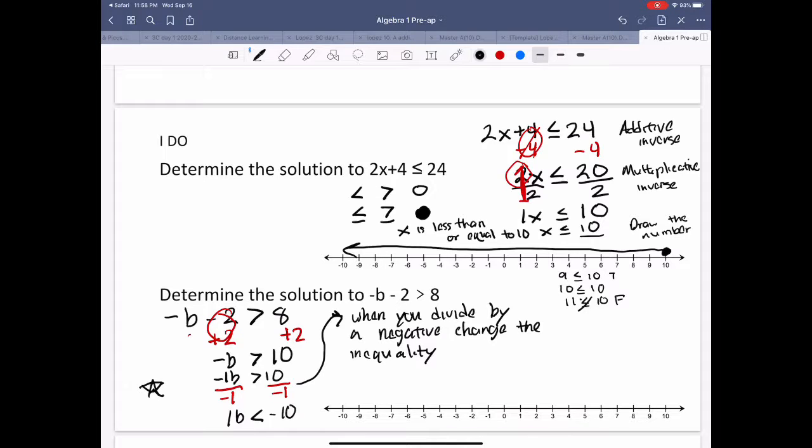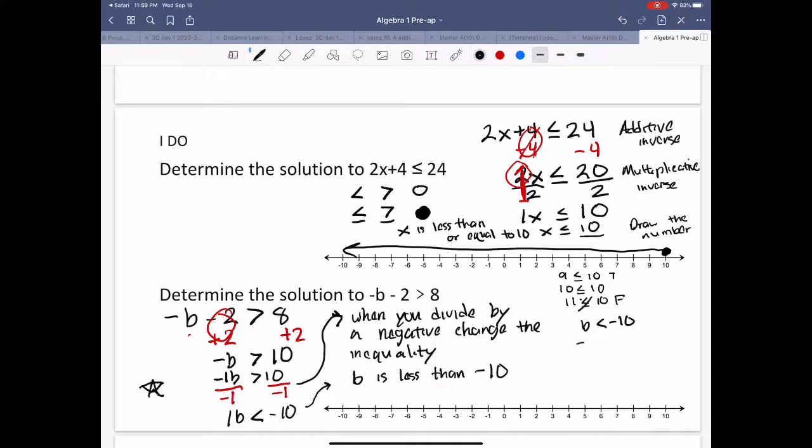So basically a less than becomes a greater than, a less than or equal to becomes a greater than or equal to, and vice versa. Now here, just to translate that and write it out, this is saying b is less than negative 10. Okay, so what are examples of that? What can I substitute into b that will give us b is less than negative 10?